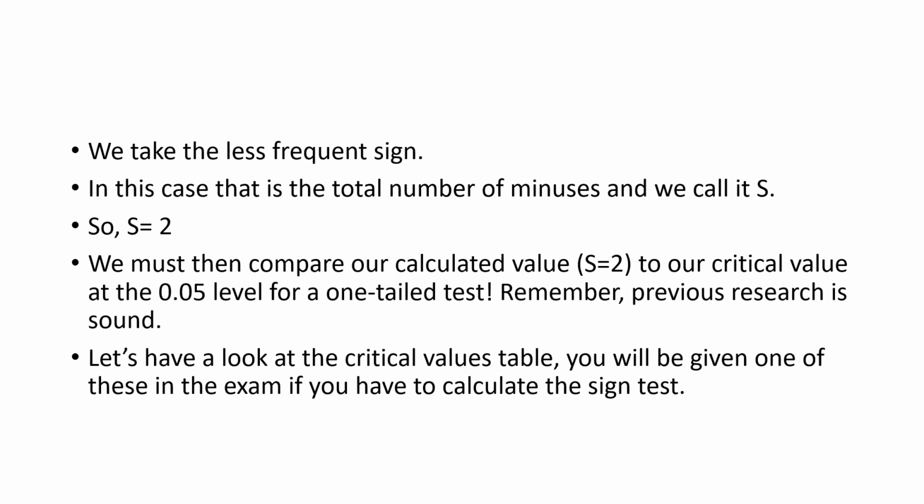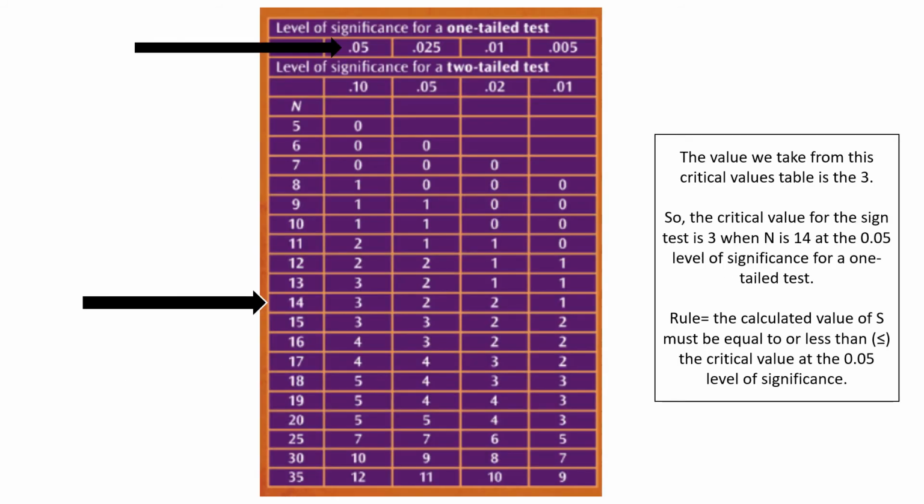So now we're going to have a look at the critical values table, and you will always be given one of these in the exam if you have to calculate the sign test. So I've now included your critical values table. This is just the one from your AQA psychology textbook. Now I've put 2 arrows on, and if you look at the top it says level of significance for a one-tailed test. So this is 0.05. That is the one we are interested in.